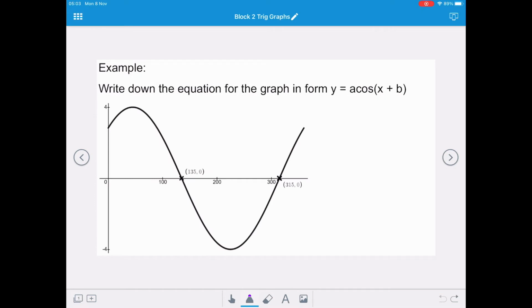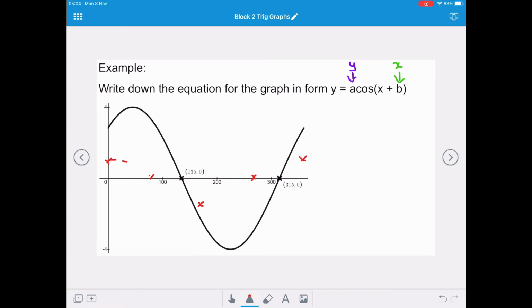So in this example, we want to write down the equation for the graph in the form y equals a cos x plus b. You can see we have an a in front, which is our multiplier for our y coordinates, and we've got a b inside the bracket, which is going to affect our x coordinates. So let's consider our y equals cos x curve. The key points: it starts at 0, 1, goes down to 90, 0, minimum at 180, -1, another root at 270, 0, and finishing at 360, 1.